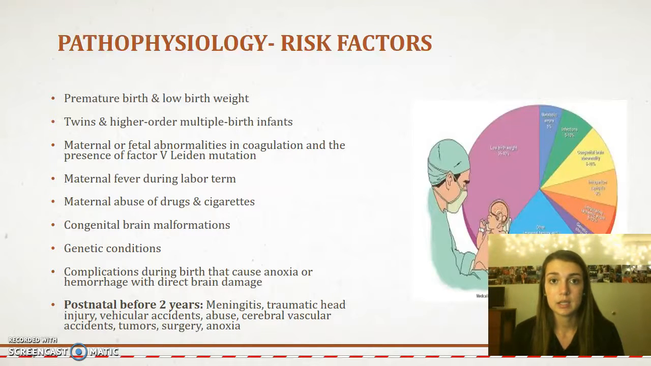And then postnatally, an individual can still acquire CP due to meningitis, traumatic head injury, vehicular accidents, abuse, really anything that can cause damage to one of the functions of the brain that we talked about, one of those locations. And this picture on the right-hand side is just a more in-depth breakdown of what causes CP.